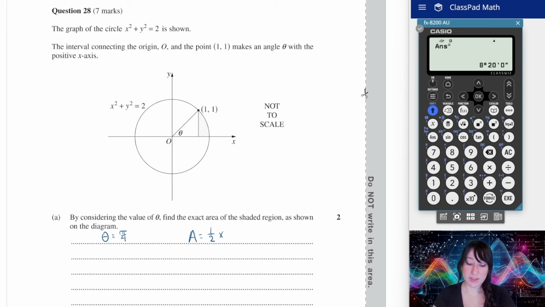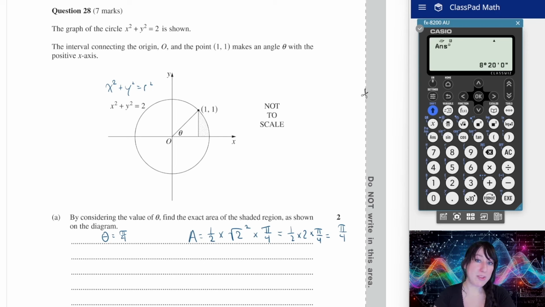The radius of the circle is the square root of 2. Remember that for the equation of a circle, x squared plus y squared equals r squared. And if 2 is r squared, r is the square root of 2. We can also get that by using Pythagoras on this right triangle. Again, theta is pi over 4. We're looking for exact area. And in this case, it comes out to pi over 4.